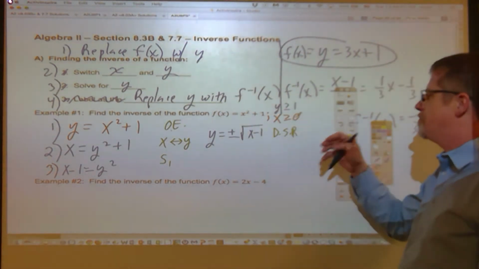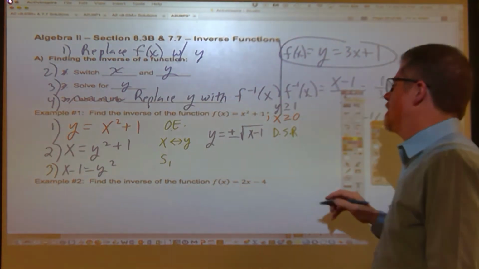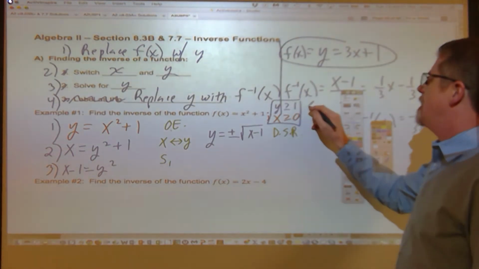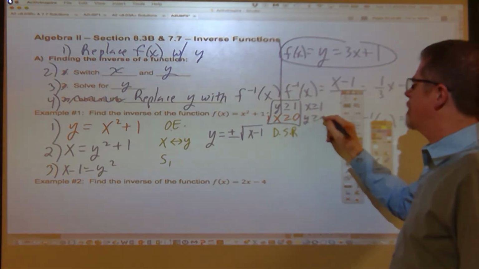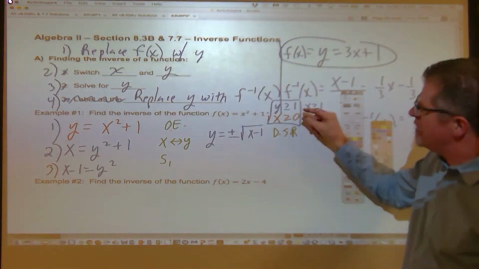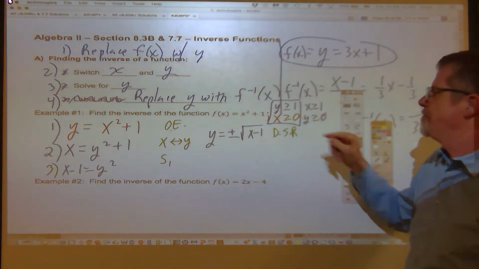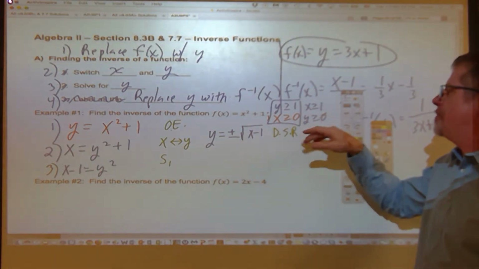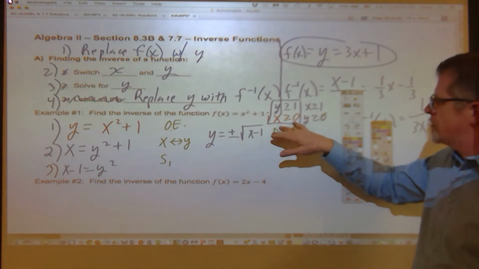When Dan and Eddie trade places, then the domain and the range trade places. So we know that in our inverse function, x is greater than or equal to 1 and y is greater than or equal to 0. Not only do x and y trade places, but the entire domain and the entire range trade places. So whatever the range of the original function was becomes the domain of the new one, and whatever the domain of the original function was becomes the range here.